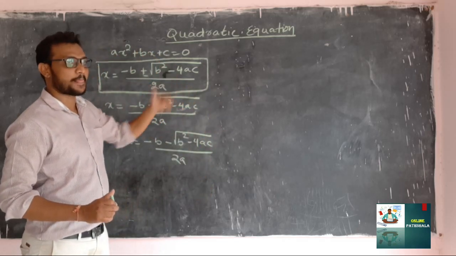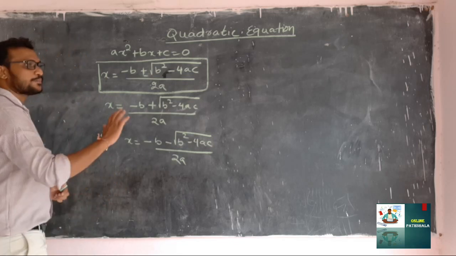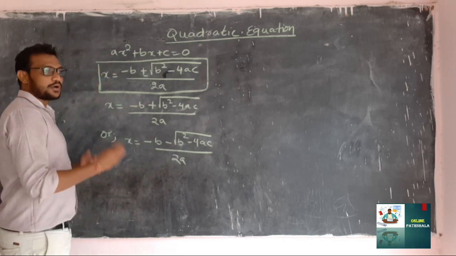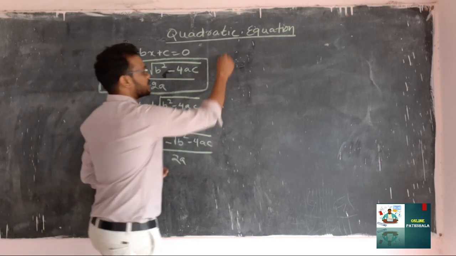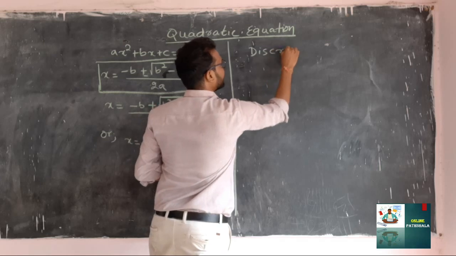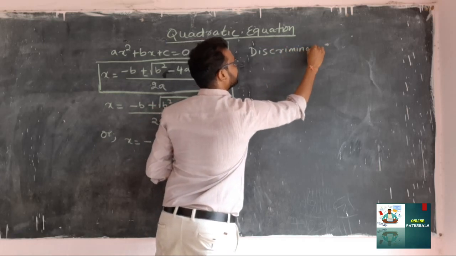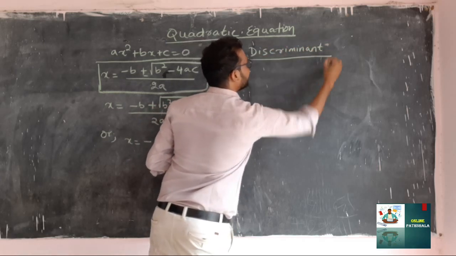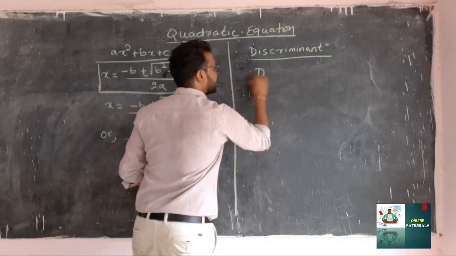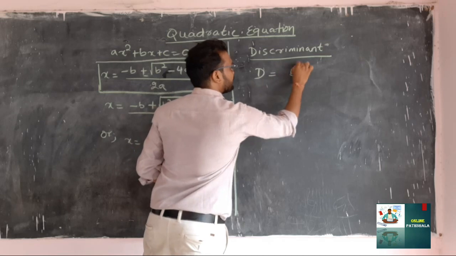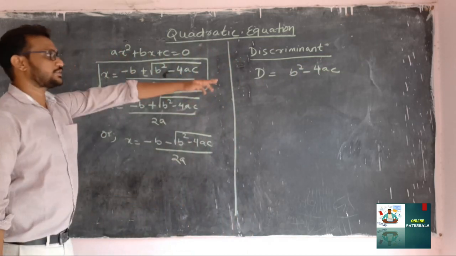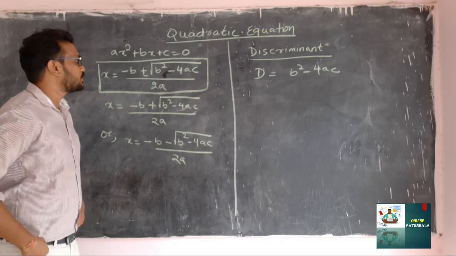Before proceeding to the question-answer part, first of all I would like to introduce a new term in this quadratic equation, that is discriminant. So what is discriminant? Discriminant is denoted as D, and D = b² - 4ac.